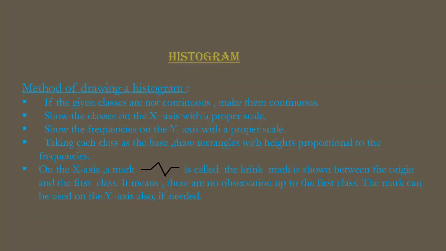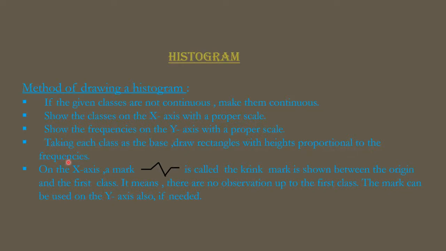Method of drawing a histogram. The first point is, if the given classes are non-continuous, make them continuous. Second one, show the classes on the x-axis with the proper scale. Third point, show the frequencies on the y-axis with the proper scale. And fourth one, taking each class as the base, draw rectangles with heights proportional to the frequencies.